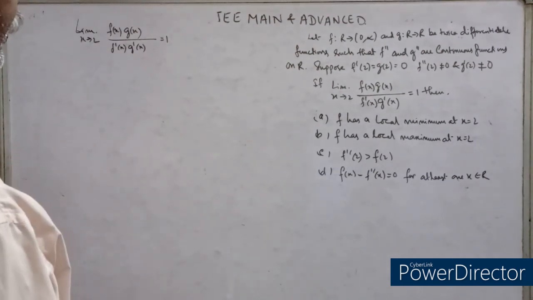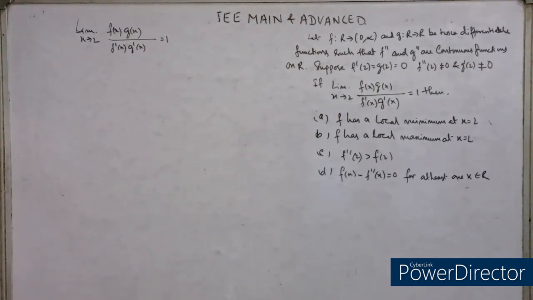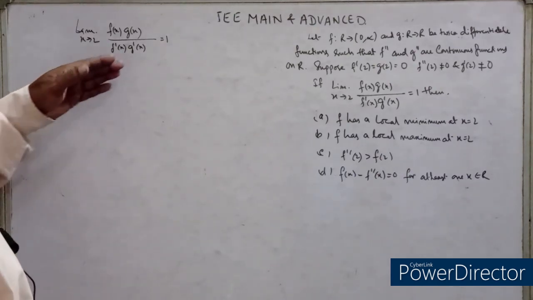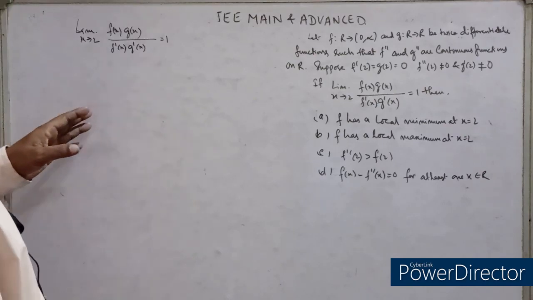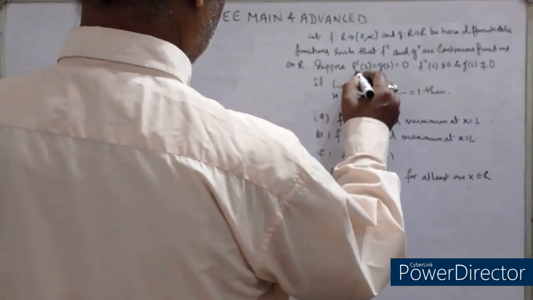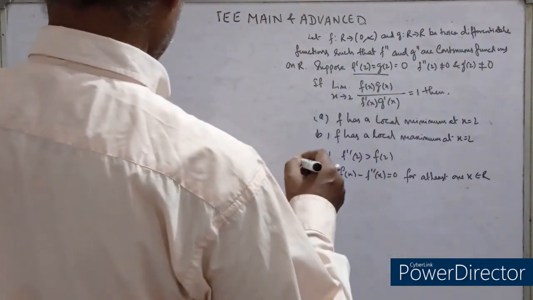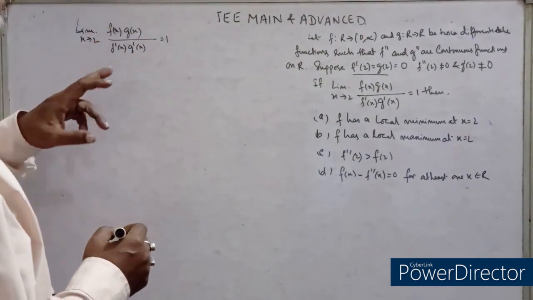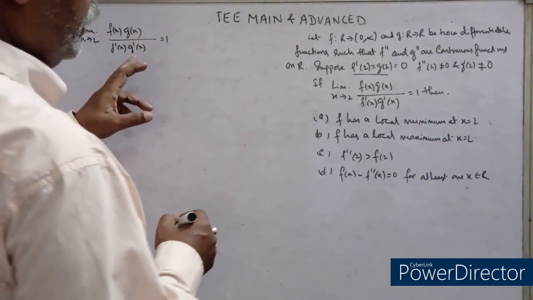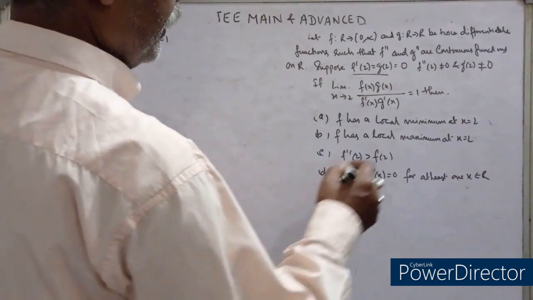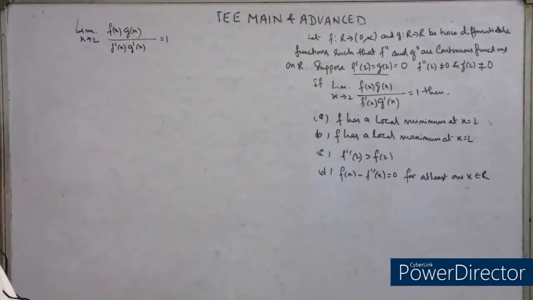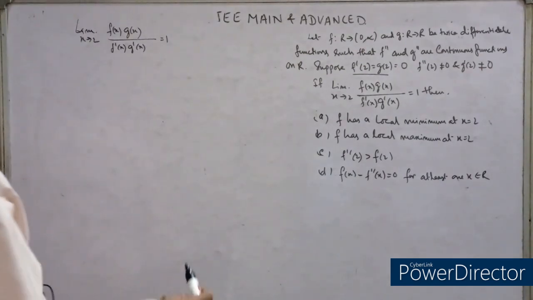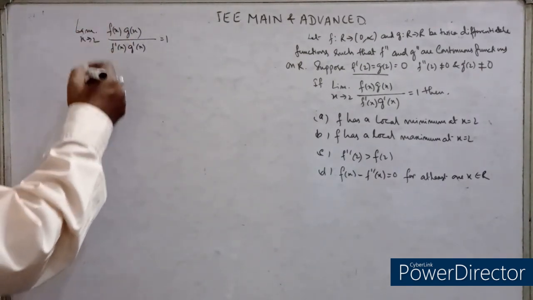So to solve this, see what I do when I am helpless. So here that is 2, I do not know anything about this, and here I know the value of f dash 2 and g 2. I know only these two values, but I do not know the value of g dash x and f x, because g dash 2 and f double dash 2 are not equal to 0. So what I do, I take the L'Hospital rule here.